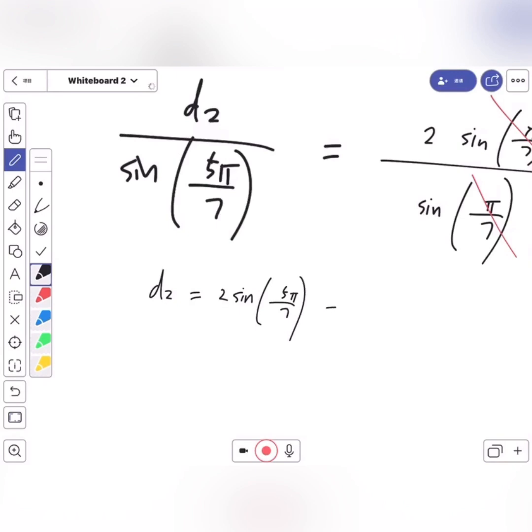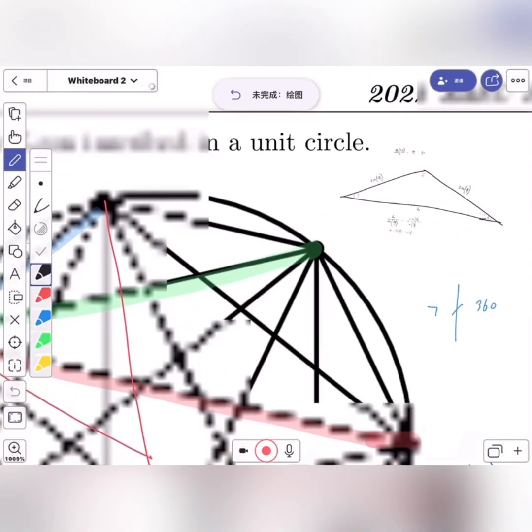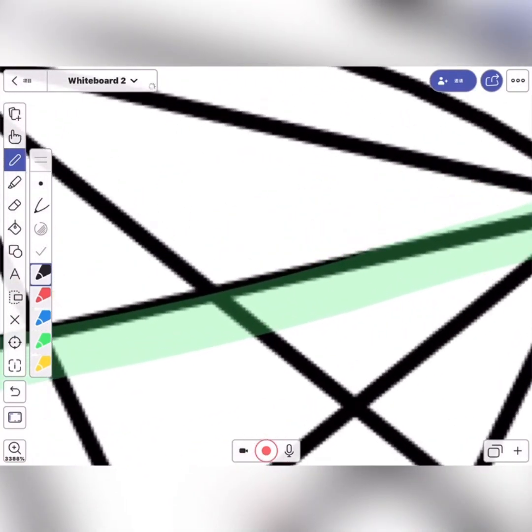times 2, which actually we can just convert to be 2 sine of 2 pi over 7, because we know that sine of pi minus theta is equal to sine of theta. And that is actually another important identity, proved by the angle addition formula. Okay, so we got another length, the green length, 2 sine of 2 pi over 7.